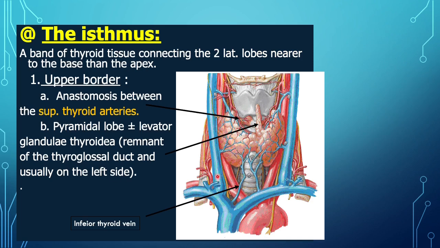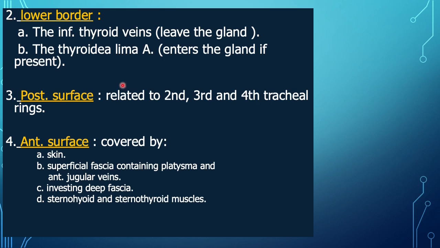Next is the isthmus, this part, which is related upward to the anterior branch of the superior thyroid artery, which meets its fellow on the other side just above the gland, like here. That's the upper border. While the lower border relates to the inferior thyroid vein, which, as we said, descends to join the brachiocephalic vein, and the thyroidea ima, the things we mentioned at the beginning of the lecture among the structures in the midline.